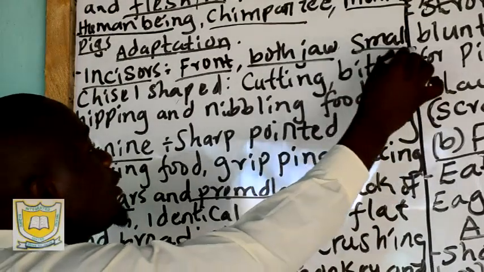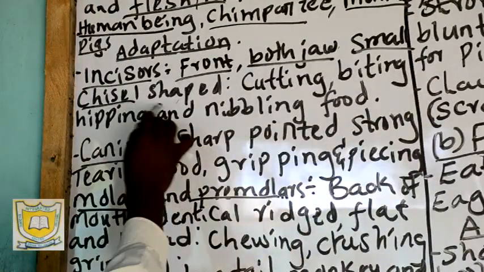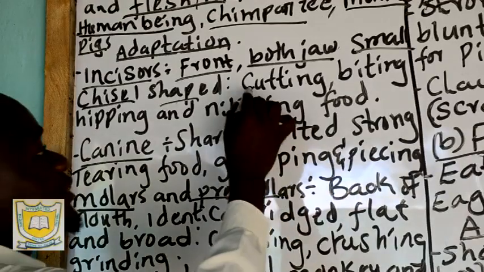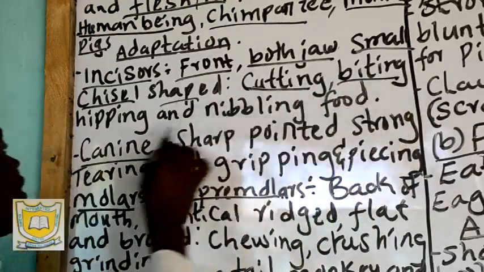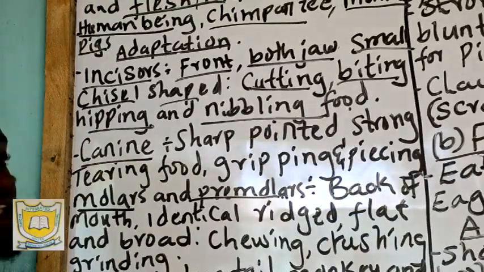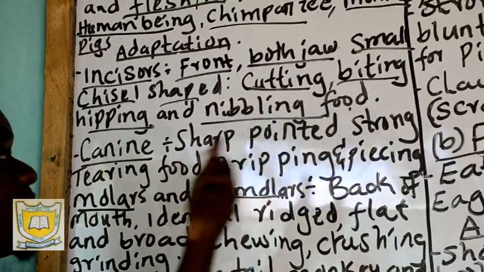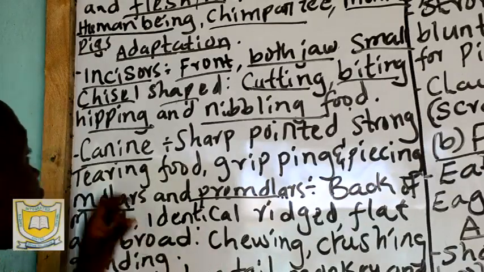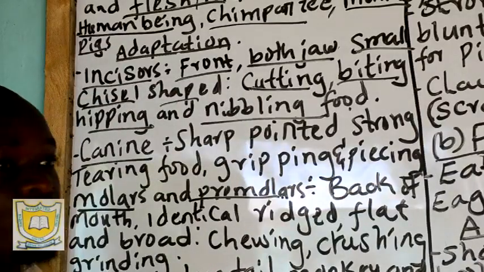The incisors are small and chisel shaped. This helps them for cutting, biting, and nibbling of food. So the incisors are the ones that help us to cut food, to bite anything we want to bite, and also to nibble food.